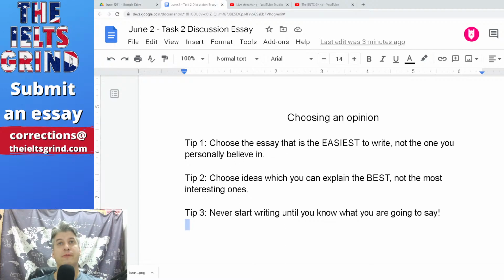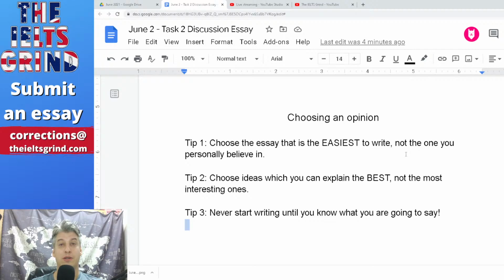Okay, so choosing an opinion. Here are 3 tips. Tip 1. Choose the essay that is the easiest to write, not the one you personally believe in. Remember, the IELTS is basically a test of your English. It's not a test of your morals, your ethics, or how intelligent you are. It's just an English test.